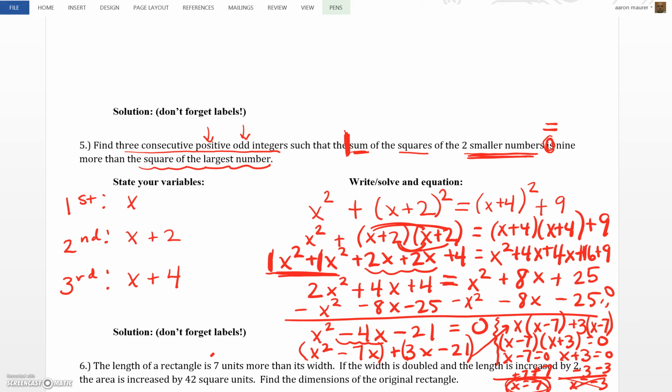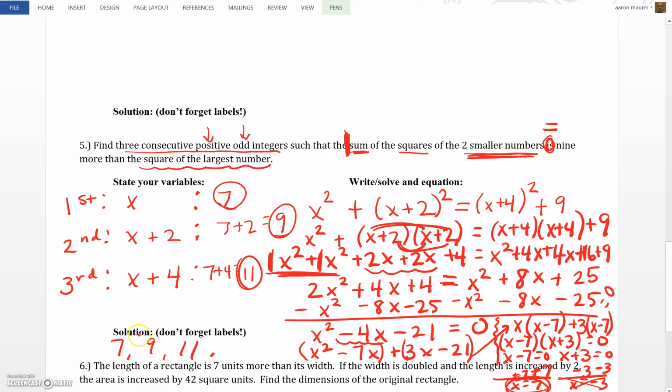But it also told me that I needed to find all 3 of them. So I need to go back up here and I need to figure out what the first, the second, and the third is. So the first is x. Well, obviously that's 7. The second one is x plus 2, which is 7 plus 2, which is 9. So I have 7, I have 9, and then the last one is 7 plus 4, which is 11. So my solution here would be 7, 9, and 11, and there would be no labels needed there because we're just talking about numbers.